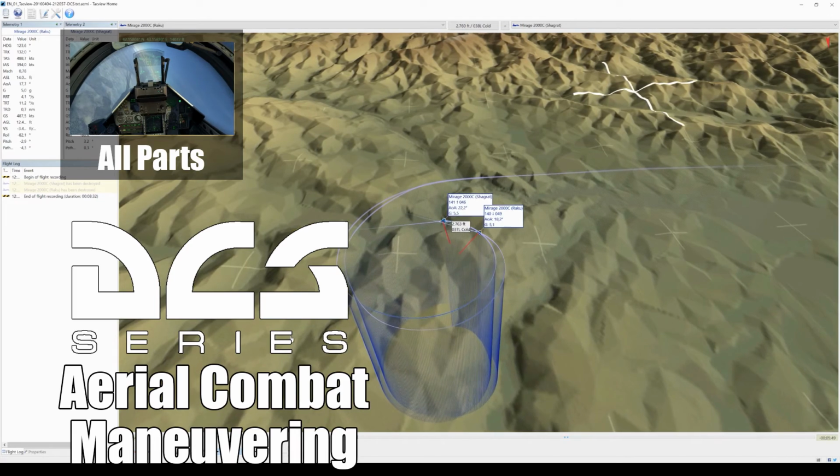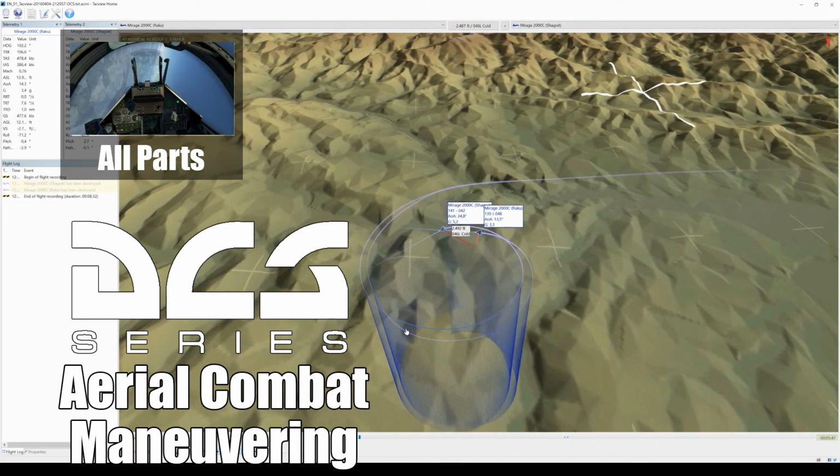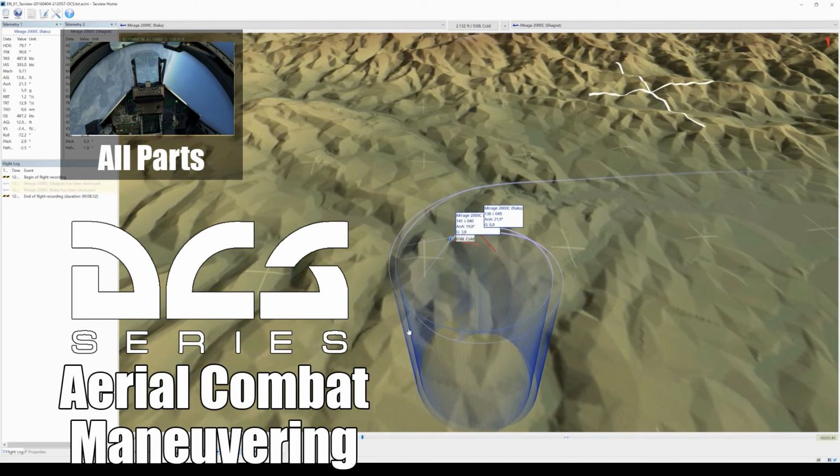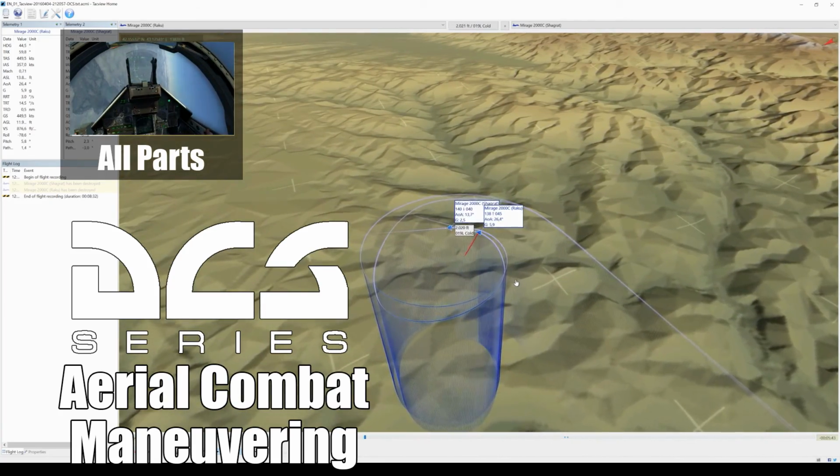I really like flying the low yo-yos. They are really easy to fly if you don't lose sight of the bandit, and the effects can be quite spectacular.